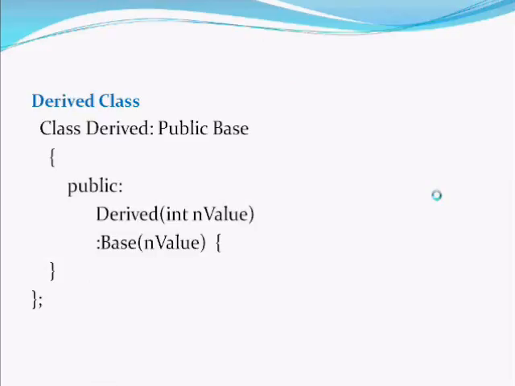Now, let's create a derived class that inherits from base. Because we want derived to be able to set the value of mnValue when derived objects are instantiated, we'll make the derived constructor call the base constructor in the initialization list.